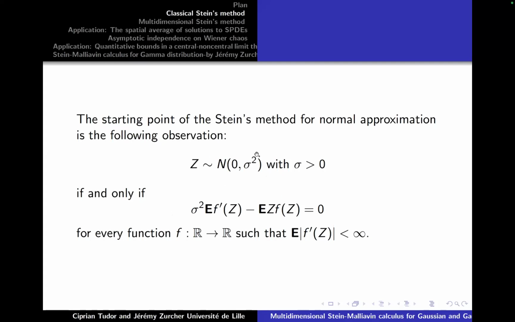I mean, Z is Gaussian if and only if σ² E[f'(Z)] − E[Z f(Z)] is zero, okay? This is if and only if, and the result is practically the starting point of the Stein method. And so this identity is zero for a large class of functions f.